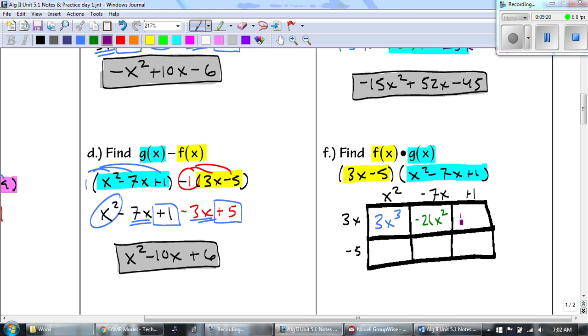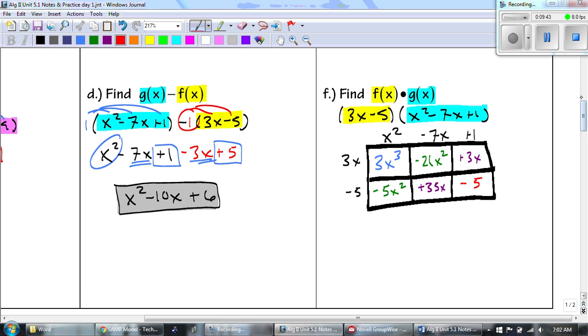3x times 1 is a positive 3x. Negative 5 times x squared is a negative 5x squared. Negative 5 times negative 7 is a positive 35x. And then negative 5 times 1 is negative 5. Once I'm done with that, I would want to combine my like terms, and I color-coded everything for us.